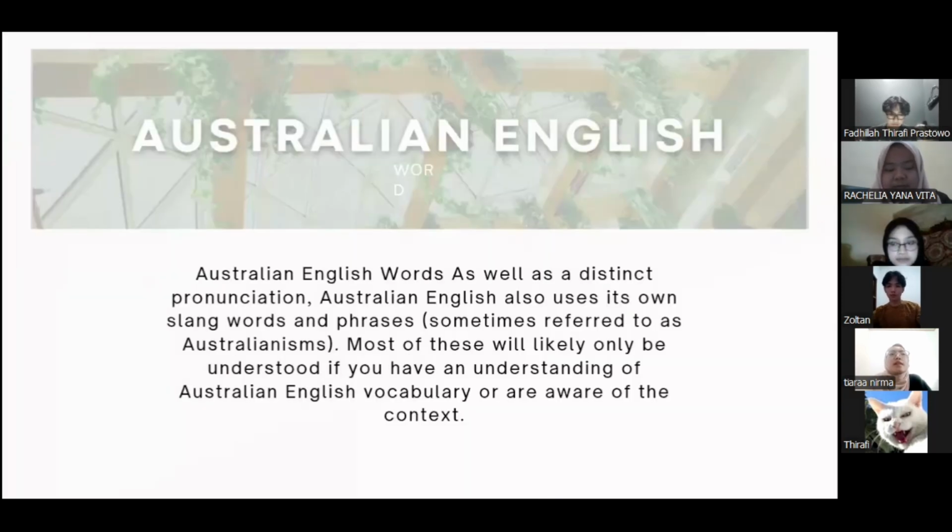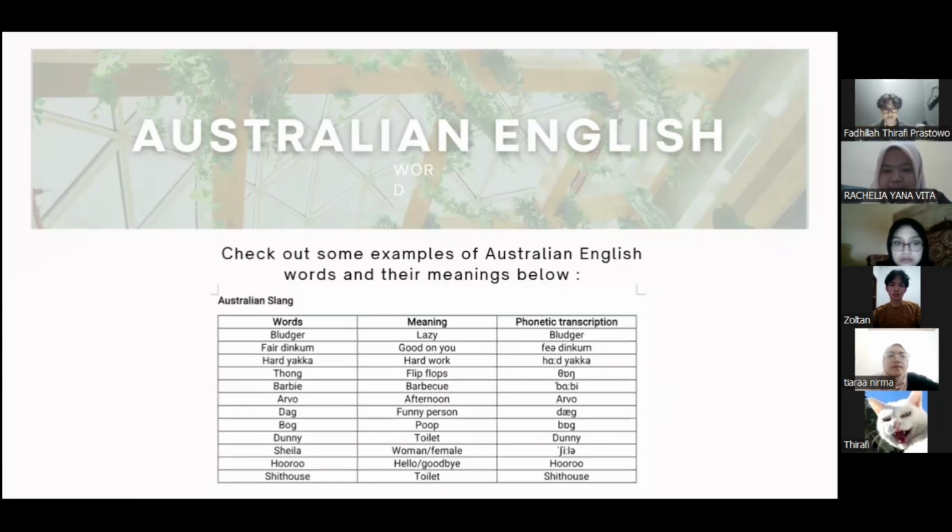Australian English words, as well as a distinct pronunciation. Australian English also uses its own slang words and phrases, something referred to as Australianisms. Most of these will likely only be understood if you have an understanding of Australian English vocabulary or are aware of the context. Okay, so the next one is a table of examples of Australian English words and their meanings below.